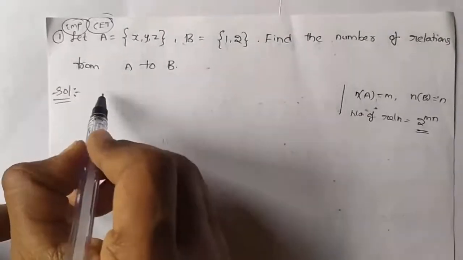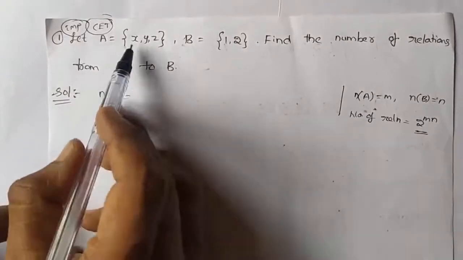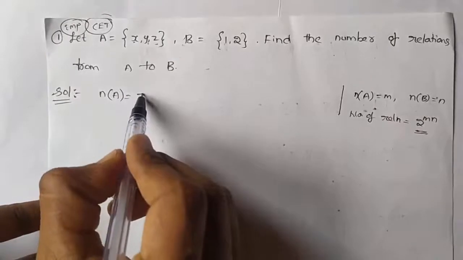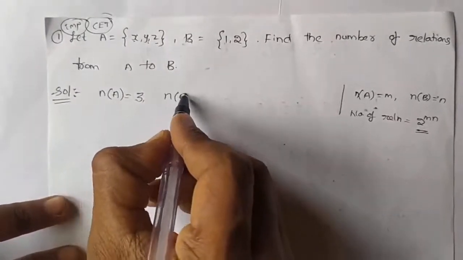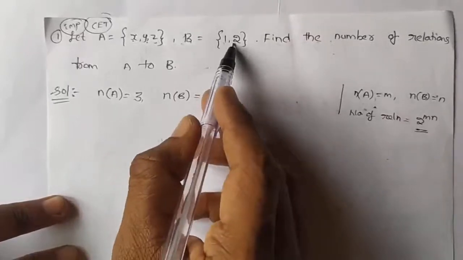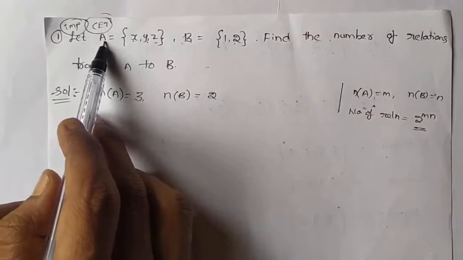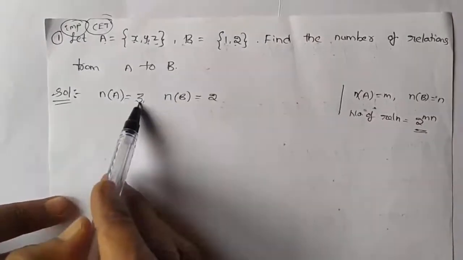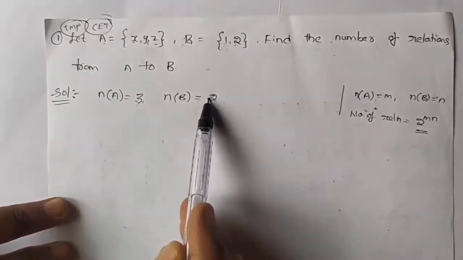Okay, first write down the number of elements in the set A. Number of elements: 1, 2, 3, 3 elements we have. Next, the number of elements in the set B: 1, 2, 2 elements we have. Once again, the number of elements in the set A is 3, and the number of elements in the set B is 2 only.